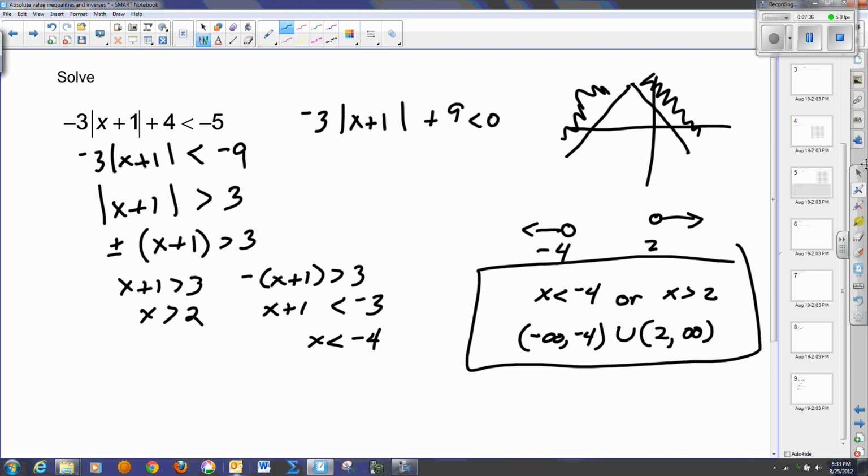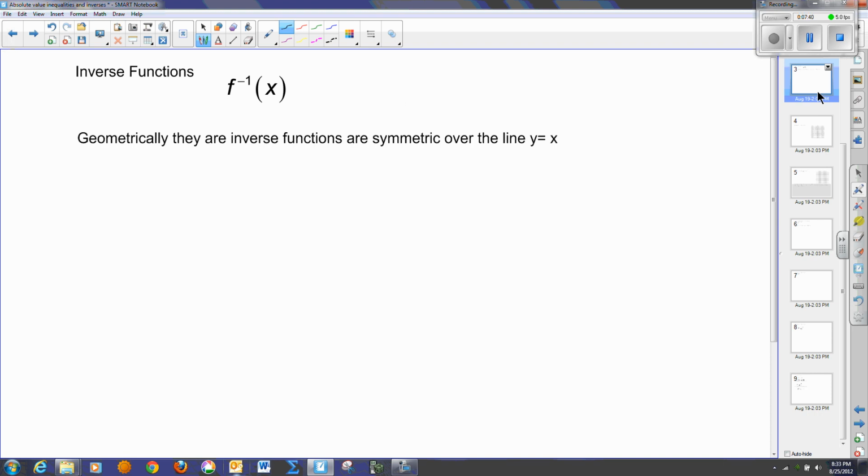Now we're going to move from there to inverse functions. And we've talked a little bit about this before. Notation for inverse is f, it looks like raised to the -1 power, but it's not, of x. We're going to talk a little bit about how they look geometrically and how they look algebraically. We haven't really talked about the geometric, so we'll start there.